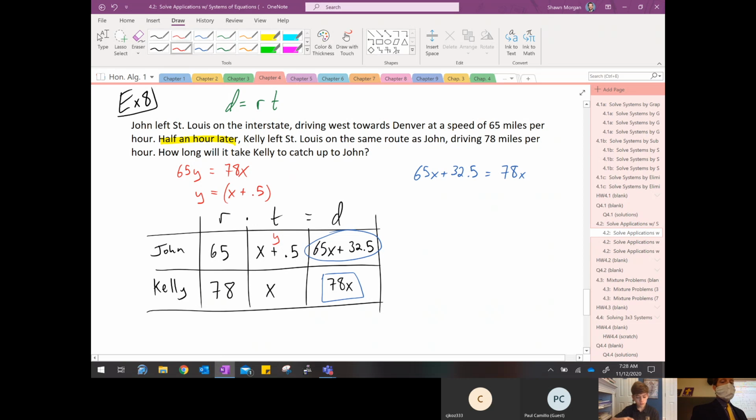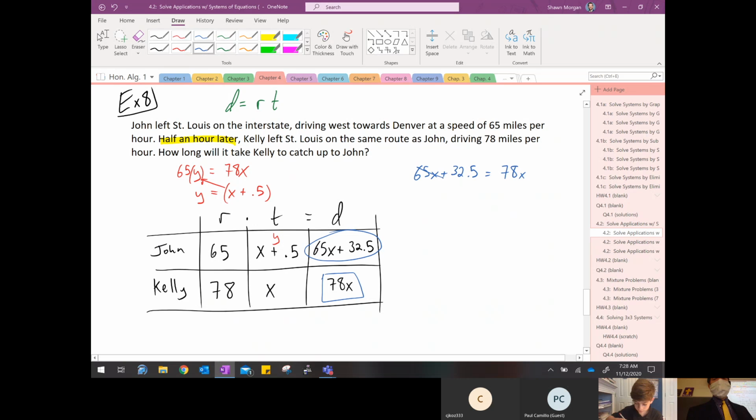And what method would have lent itself nicely? Substitution. And we could have just substituted x plus 0.5 in for y, which is exactly what we have already accomplished. So I don't want you guys being math robots saying always use two variables. If you can get away with just using one variable and it's very, very simple and easy, then do that. Okay? Do that.